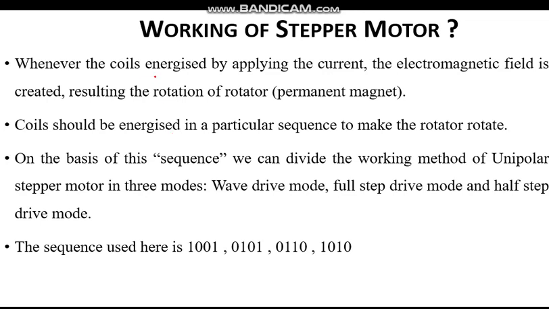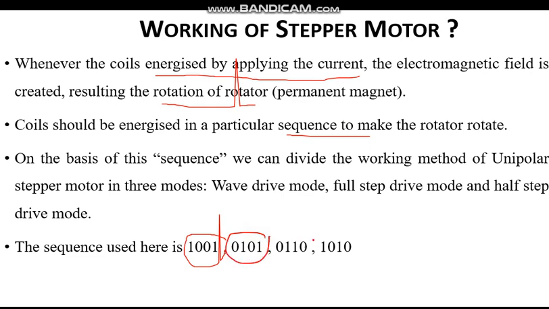Now whenever the coil is energized by applying current, the field is generated, and that will rotate the rotor. The coil is energized with the proper sequence. So here we are giving sequence initially 1001, then 0101, that is equal to 5, then 0110, and then 1010. So we are giving sequence 9 5 6 A to the stepper motor that will rotate motor in clockwise direction.